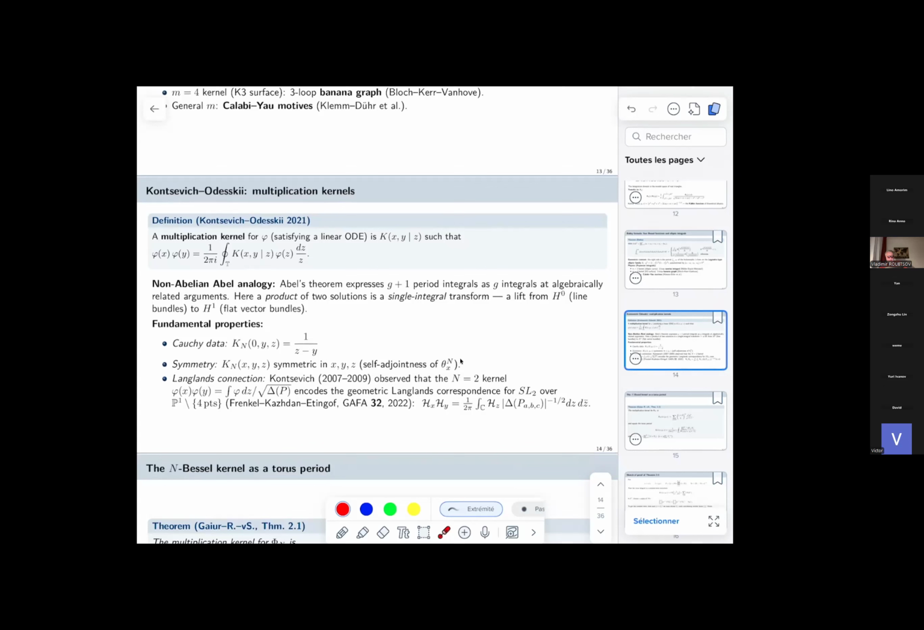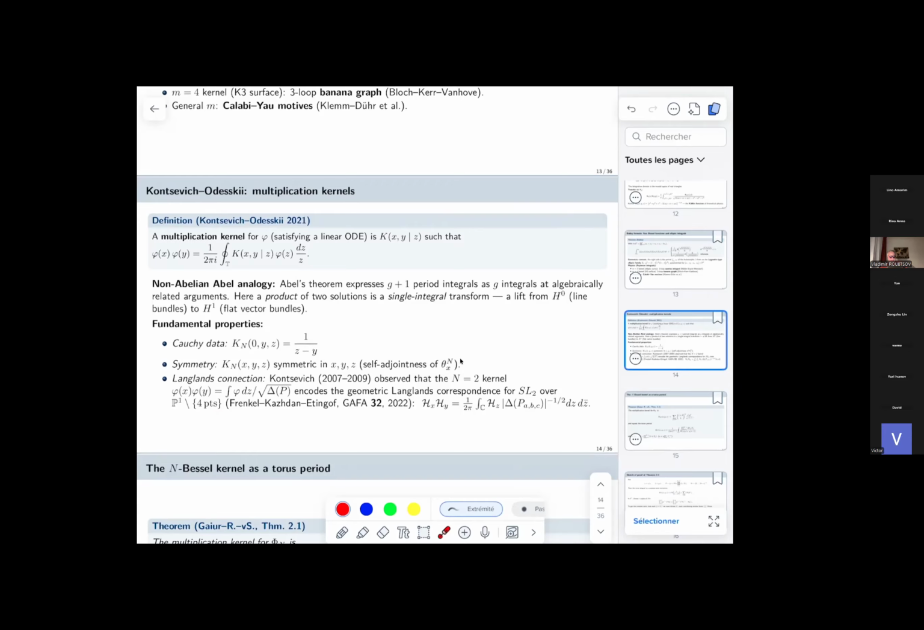It was not trivial and a very nice interpretation of multiplication kernels, which appeared in the paper of Odesskii and Kontsevich. Also, the interpretation of this kernel as a kind of associative algebra structure constant, which can be completely interpreted as a structure constant, for example, for Hecke eigenfunctions for the model which Maxim considered in the 2007 paper.